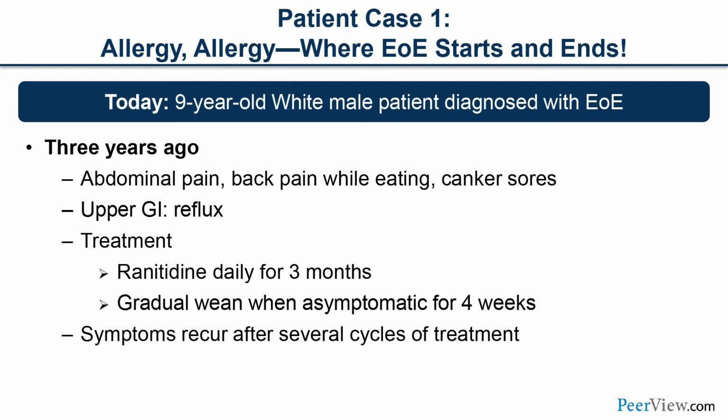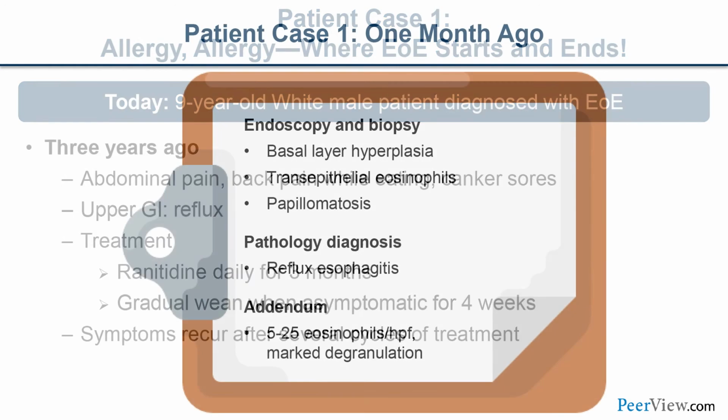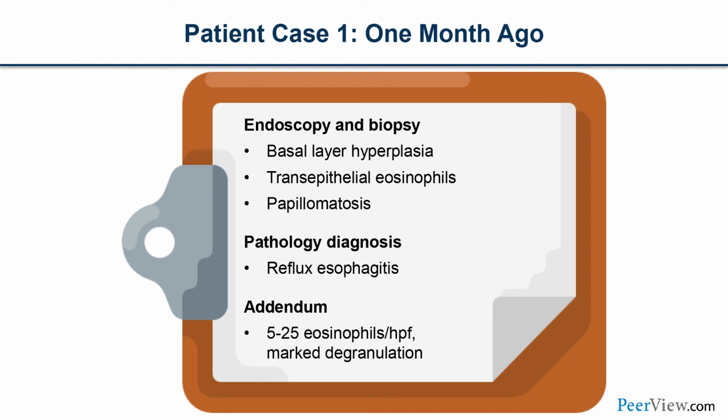He had been diagnosed with reflux esophagitis after an upper GI, and he was treated with ranitidine daily for 3 months and gradually weaned off when asymptomatic for 4 weeks. But then once they weaned him off, his symptoms had occurred after several cycles of treatment. And when I went 1 month back, he had this endoscopy and biopsy which showed basal layer hyperplasia, transepithelial eosinophils, and papillomatosis. And his pathology diagnosis at the time was reflux esophagitis.